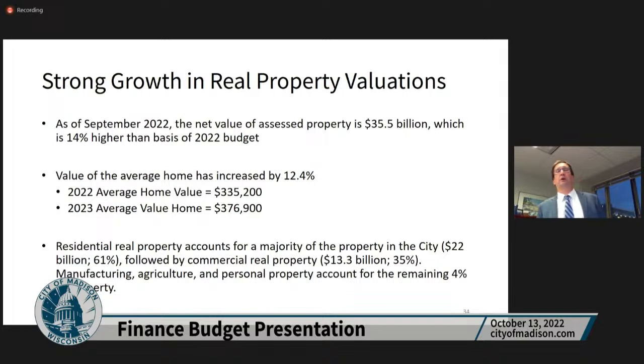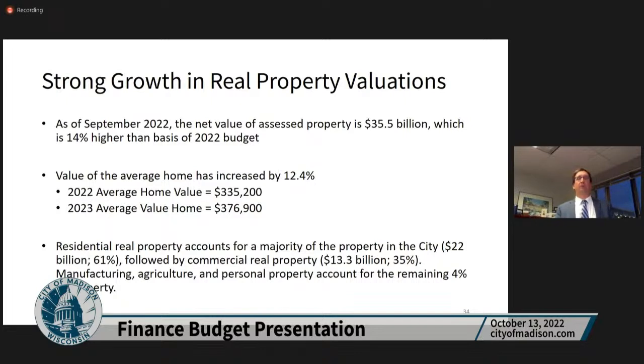As I mentioned earlier, the assessed value, so that value that can be taxed in the city, is $35.5 billion. When the assessor takes those numbers and looks at the number of single family homes or residential type units in the city, owned units, that is, owner occupied, that average value home has increased by over 12%. So it's 335,000 in 2022 and is almost 377,000 in 2023.